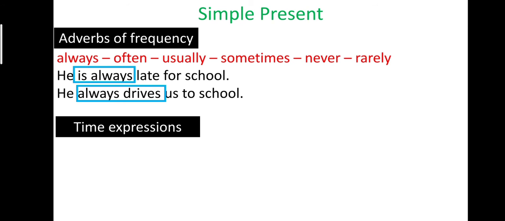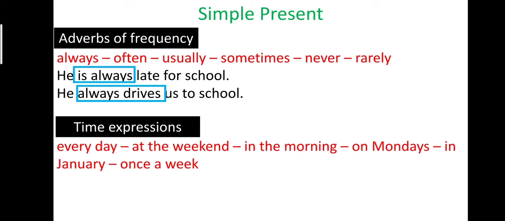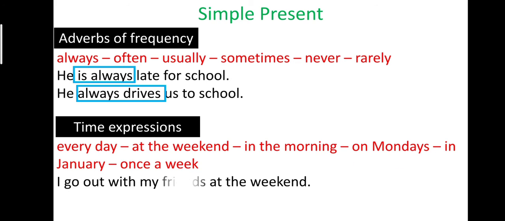Here are also some time expressions that are used with the present simple to refer to habits, routines, or repeated actions. For example, every day, at the weekend, in the morning, on Mondays, in January, once a week. For example, I go out with my friends at the weekend. So here, at the weekend might refer to a habit or something that is repeated.